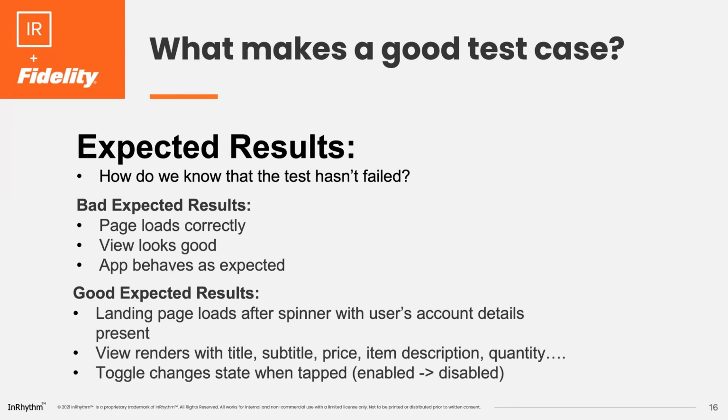View renders with title, subtitle, price, item description, quantity. I know everything that I need to look at, and I know when I should file a bug because something is missing there. Additionally, toggle changes state when tapped, enabled to disabled. Correct. This is a great way to write acceptance criteria and expected results. When I interact with something, this is the expected result of that interaction is really what it boils down to.